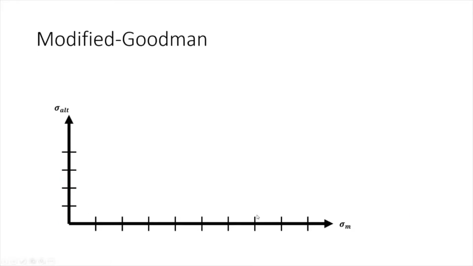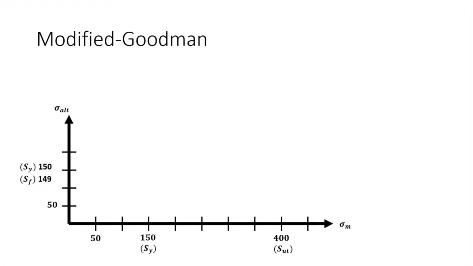For this problem, we are going to use the modified Goodman criteria. Here we have two axes. The mean stress will be placed on the x-axis and the alternating stress magnitude will be placed on the y-axis. We will place the ultimate strength value of our material on the x-axis. We place the yield strength value of our material on both the x and y-axis. Lastly, we will place the fatigue strength for 10 to the power 5 cycles on the y-axis.